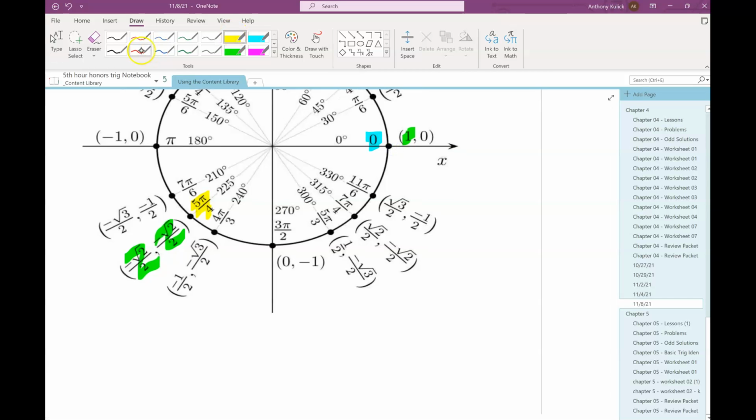Or I meant root 3. Why did I say root 6? So this is the spot, right? The y coordinate has a 1 in it. The x coordinate has a root 3 in it. So I want 11 pi over 6.